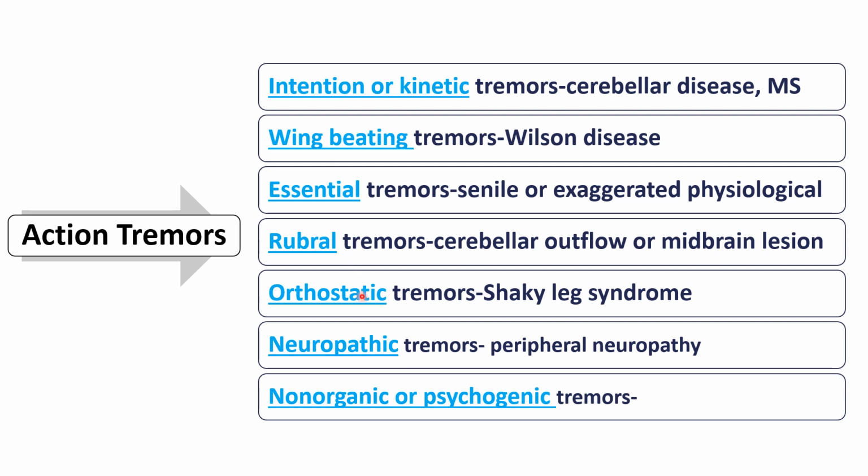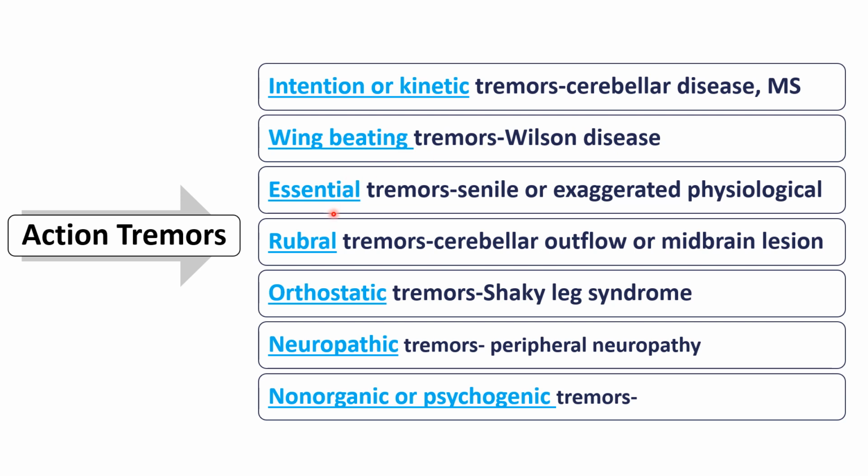So what are the various subtypes of the action tremor? It can be intention or kinetic tremor, as in cerebellar disease and multiple sclerosis. These are low frequency tremors. Wing beating tremors are seen in Wilson disease. These are coarse tremors, and generally the proximal part of the upper extremities is involved, with slow, high amplitude up and down movements. For eliciting the wing beating type of tremor, we have to tell the child to hold the arm with the shoulder abducted and elbow flexed, and the characteristic wing beating tremor will be visible.